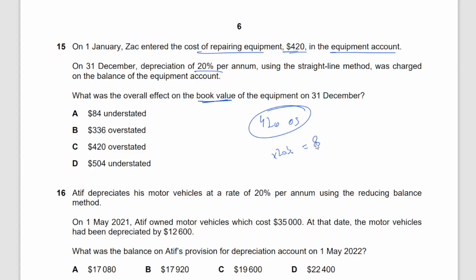84 was essentially taken away. So 420 minus 84, 336. This much effect still remains. It is still overstated by 336 because we already removed 20%. You got the point, hopefully. Number 15, the answer is B.